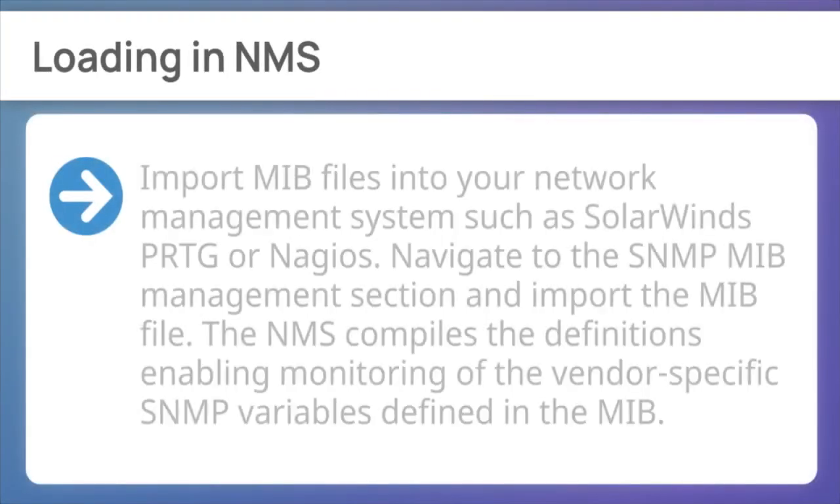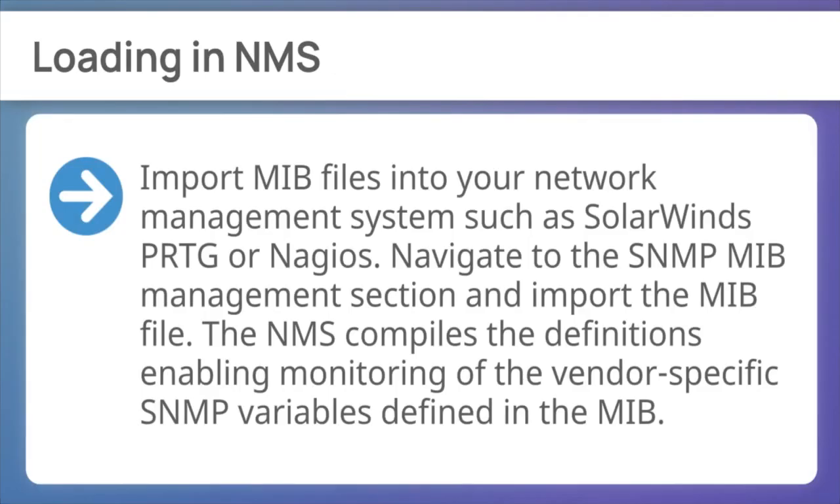First, loading an NMS. Import MIB files into your network management system such as SolarWinds, PRTG, or Nagios. Navigate to the SNMP MIB management section and import the MIB file. The NMS compiles the definitions, enabling monitoring of the vendor-specific SNMP variables defined in the MIB.